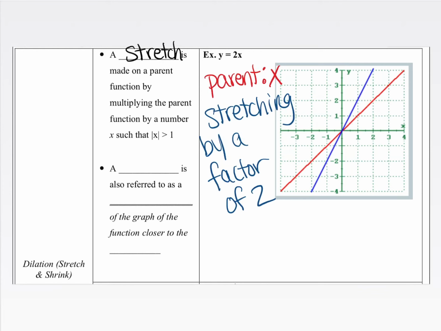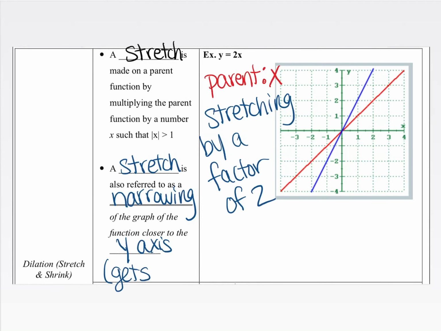We can see this because a stretch is also referred to as a narrowing of the graph because the function gets closer to the y-axis. What I like to think about it, we don't always deal with lines, but it almost looks like our graph gets steeper. Because we have that big number multiplied in front. Here we have that 2.